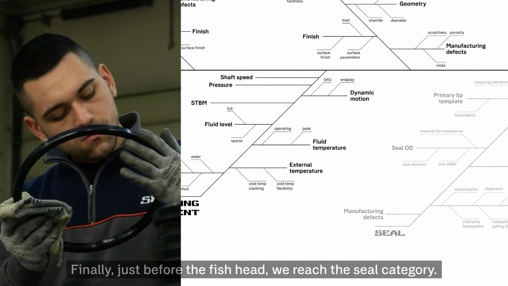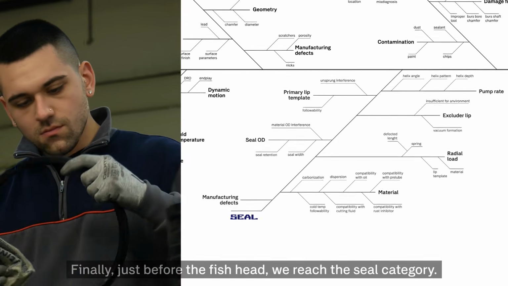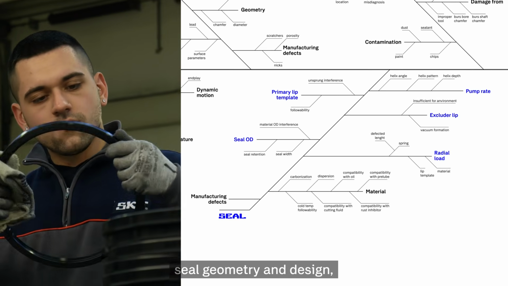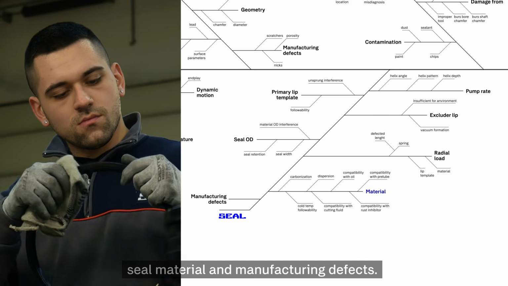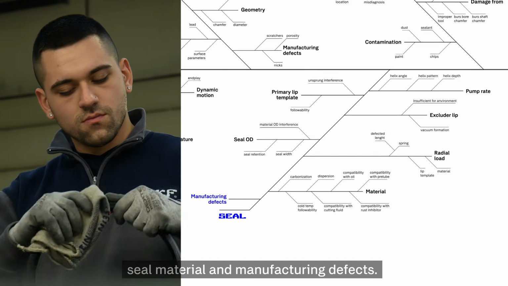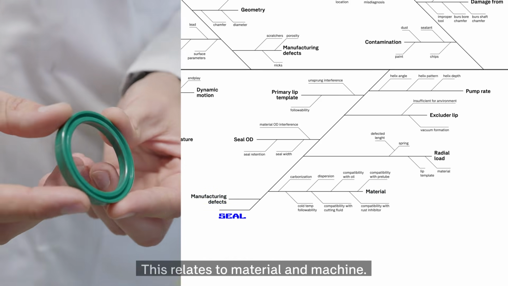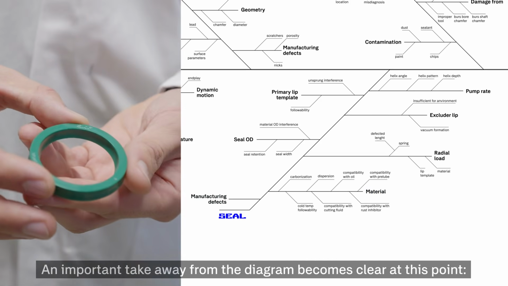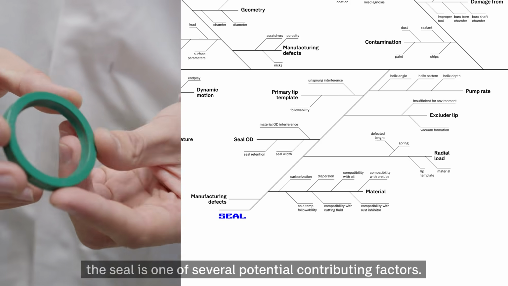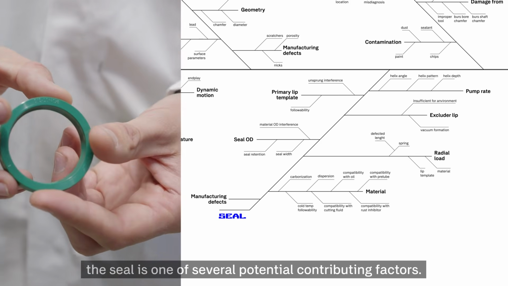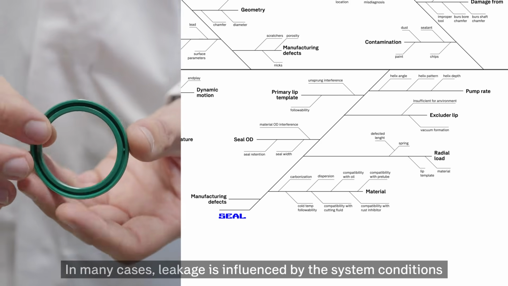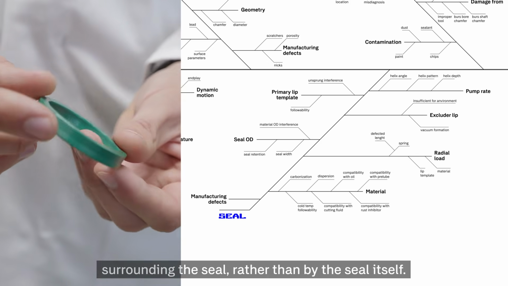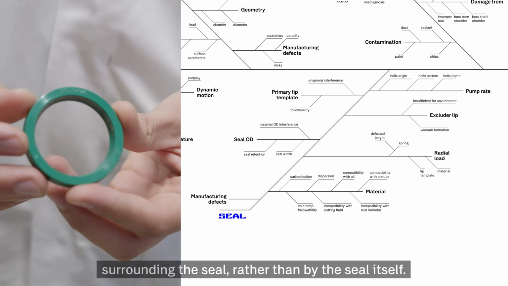Finally, just before the fish head, we reach the seal category. This includes potential causes such as seal geometry and design, seal material, and manufacturing defects. This relates to material and machine. An important takeaway from the diagram becomes clear at this point. The seal is one of several potential contributing factors. In many cases, leakage is influenced by the system conditions surrounding the seal rather than by the seal itself.